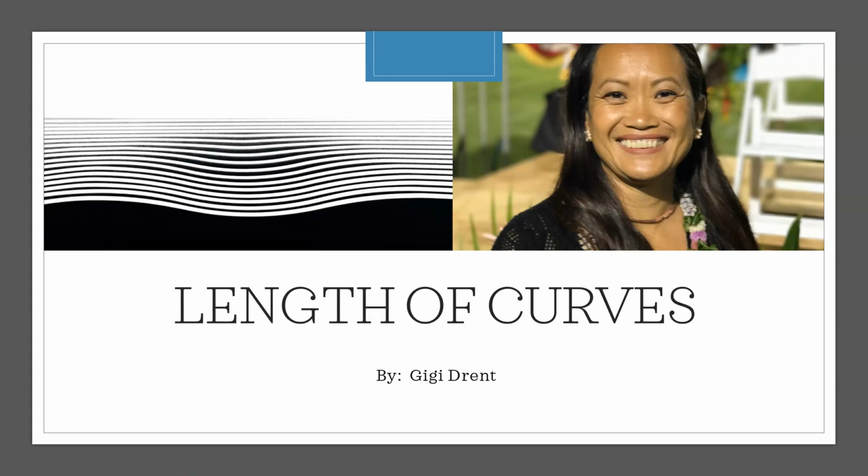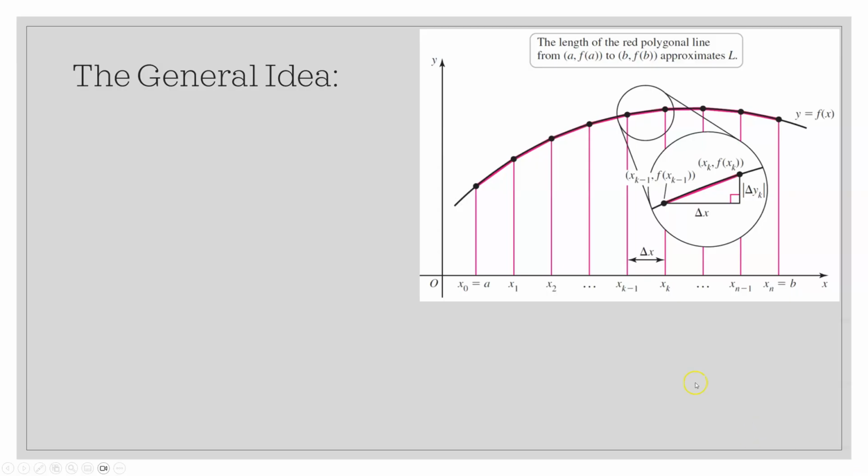I am going over the length of curves. Suppose you have a function f of x, just like so, and we are looking at the length from A to B of this curve here. Just like how we were looking at the area, we're going to divide it up into sub-intervals. Then we're going to find interval length 1, length 2, length 3, and so on, and then we're going to add them up. So that's the general idea.